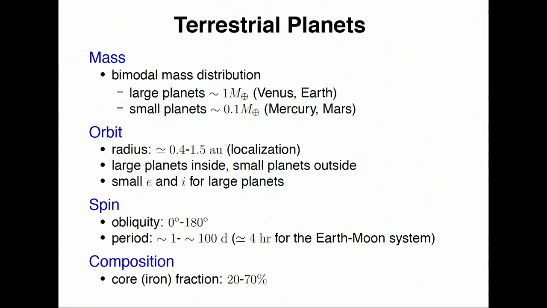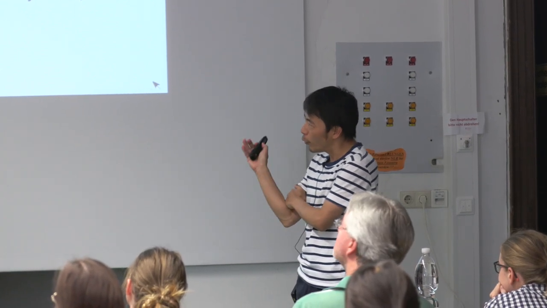And large planets, Venus and Earth, are inside this distribution, and Mercury and Mars are outside, right? And all planets have relatively small eccentricities and inclinations, especially Venus and Earth. And spin obliquity is very diverse, right? From 0 to 180. And the spin period ranges from about 1 day to 200 days.